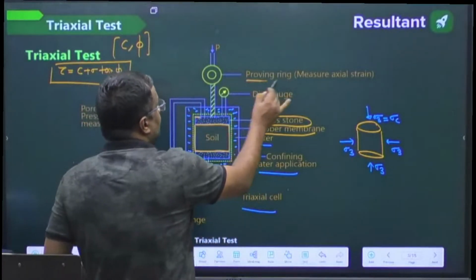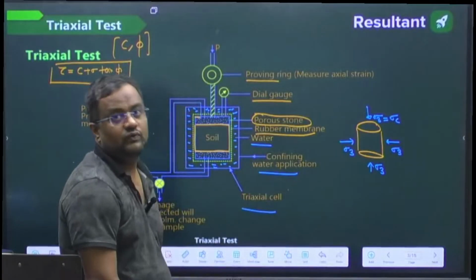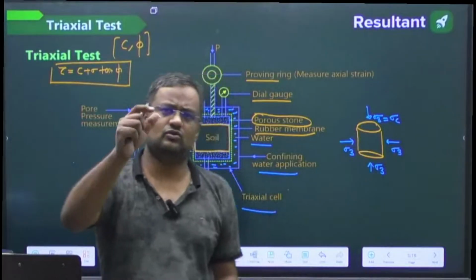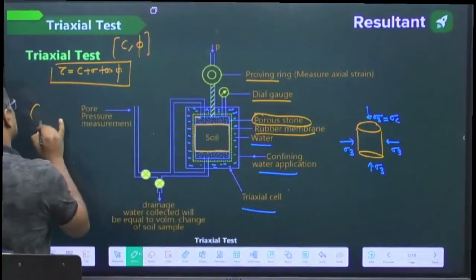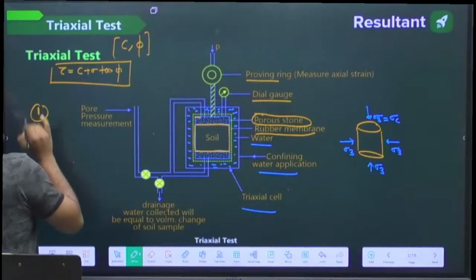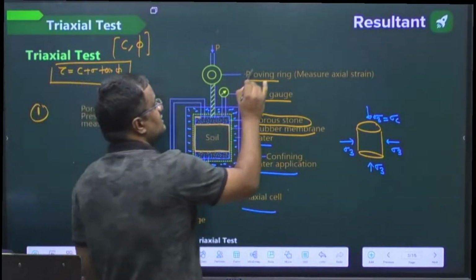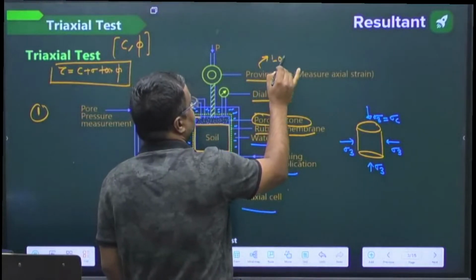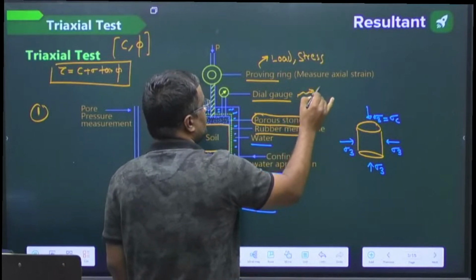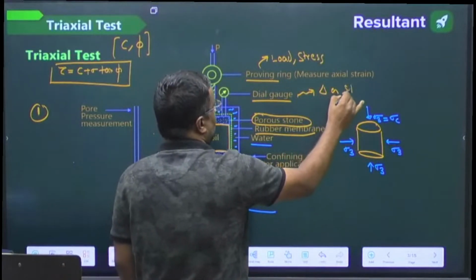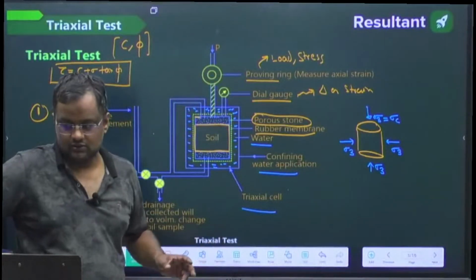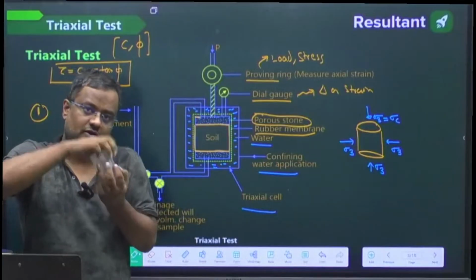There is a proving ring and there is a dial gauge. Both are identical, looking similar, like twin sisters. There is a round dial with a needle. The only difference is that the proving ring is used to measure load or stress, and the dial gauge is used to measure deflection or strain.